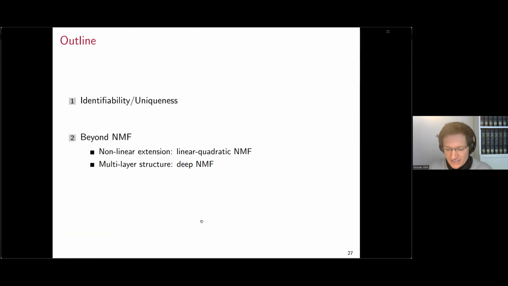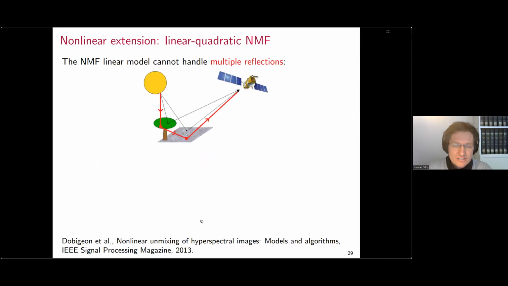So essentially, this NMF model is quite nice, but it is linear. So there are cases where it's not. It has limitations, and one limitation is that it's a linear model, and so you cannot model nonlinear effects that often appear in applications. One example is in hyperspectral unmixing, where you often have multiple reflections.